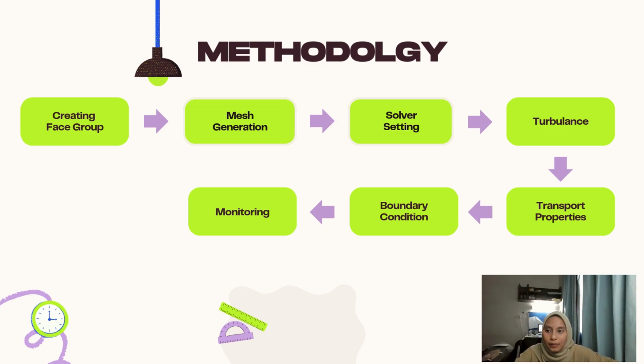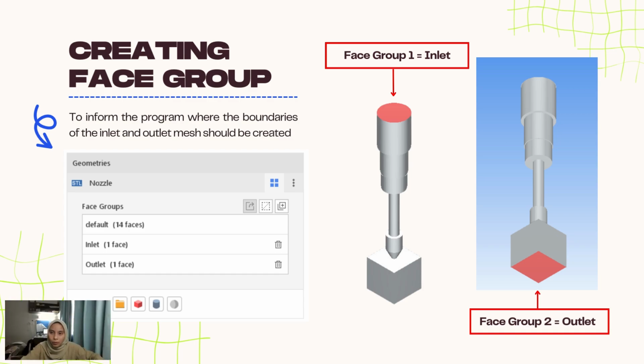Here are the step-by-step procedures undertaken to simulate and analyze the flow in the nozzle using computer-aided engineering tools. Starting from creating phase group, mesh generation, solver setting, turbulence, transport properties, boundary condition, and monitoring. Here I will explain a bit in detail about the procedure.